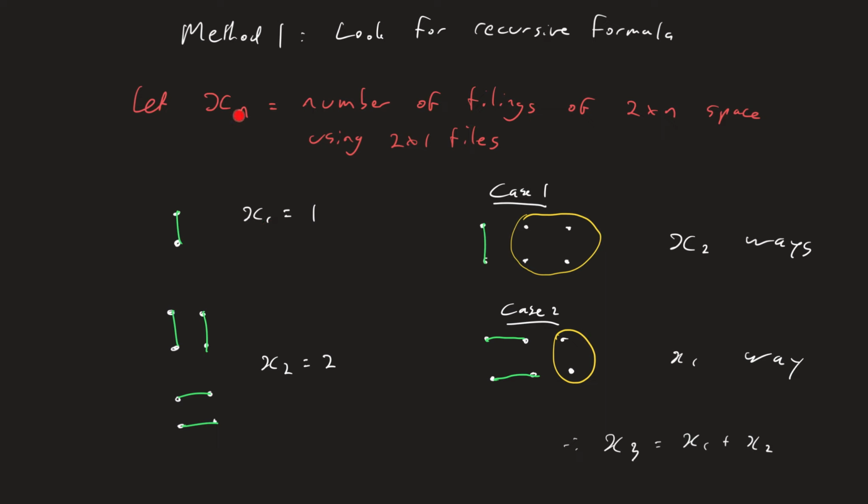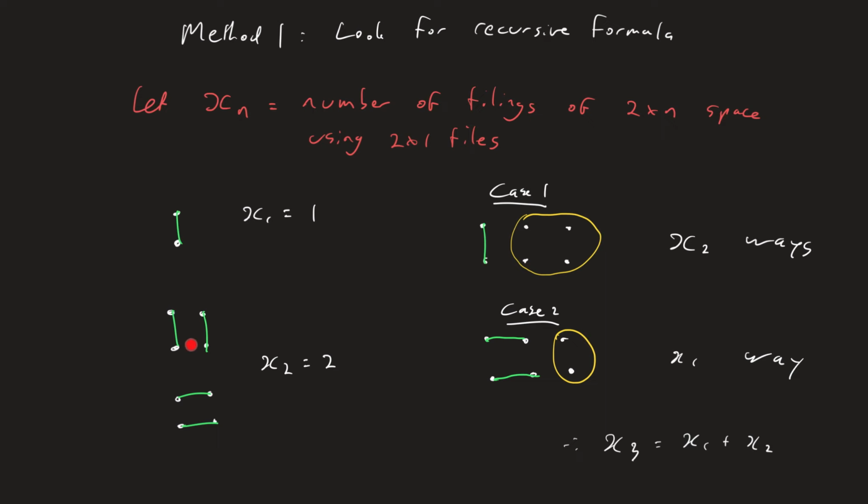If little n equals 2, then we're looking at a 2x2 space. So we've got a square 2x2 that we need to tile with 2x1 tiles. And there's precisely 2 ways we can do this. Either both tiles are vertical or both tiles are horizontal.